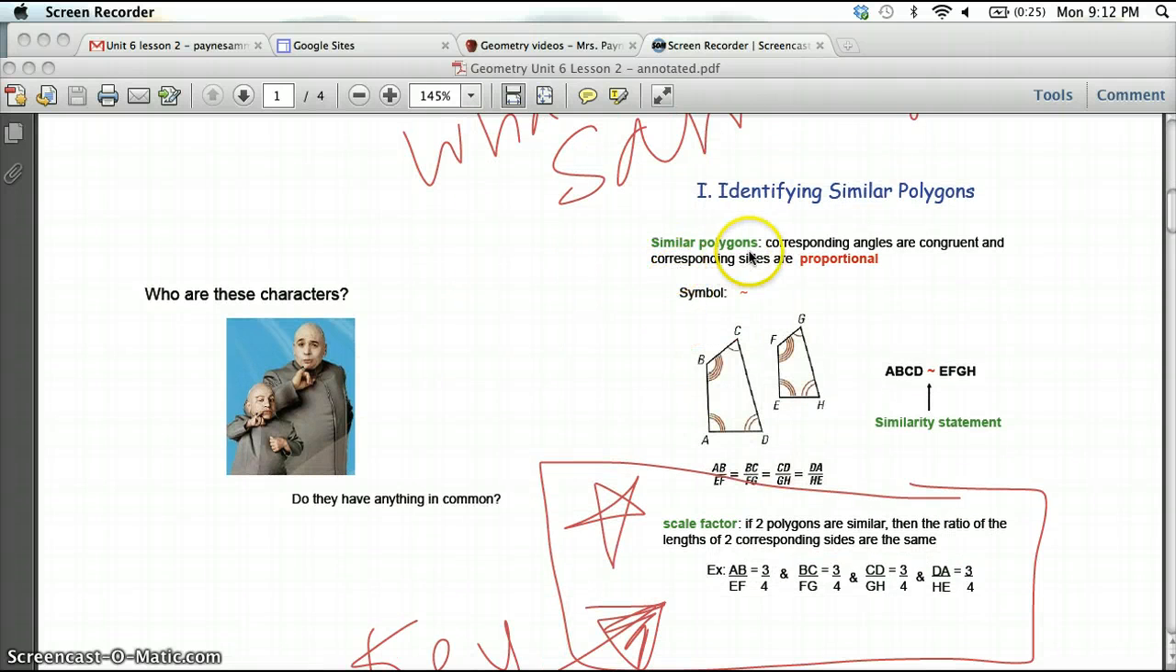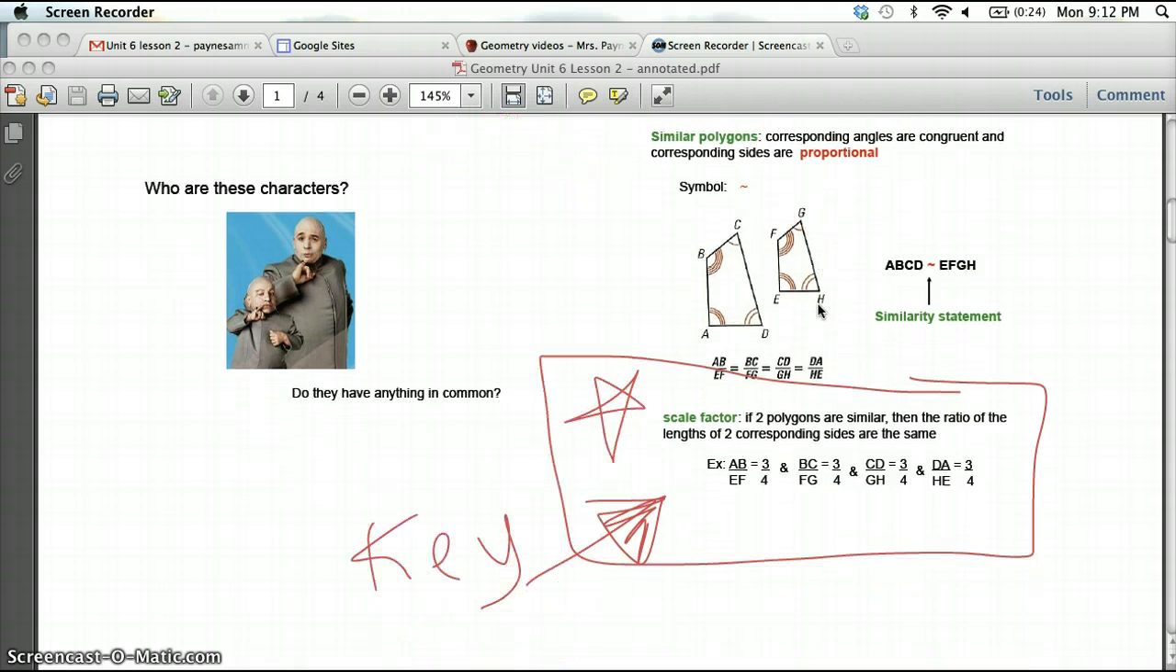So here, for similar polygons, it says corresponding angles are congruent and corresponding sides are proportional. Now, proportional does not mean the same, okay? So we need to prove that they're proportional. So look down here at the example.